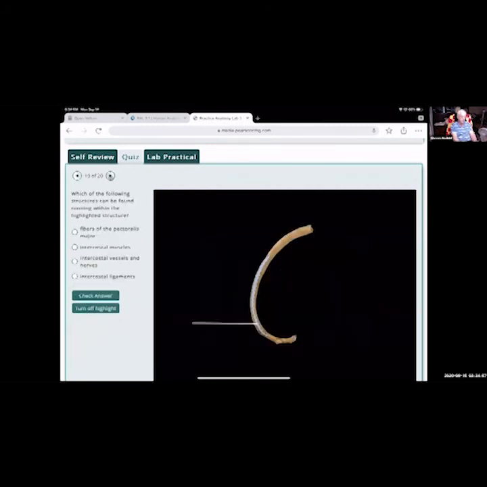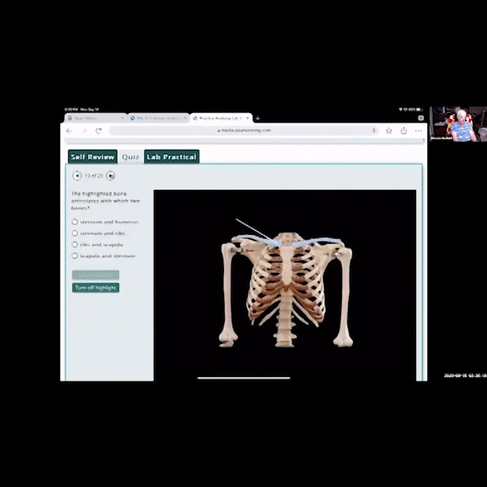Which of the following structures can be found running within the highlighted structure? Okay, what is the highlighted structure? The costal groove. What runs in a costal groove? Blood vessels and nerves. Perfect. Intercostal vessels and nerves. Okay, that one we should know. And the highlighted bone articulates, this one you should know too. This is not muscles. The highlighted bone articulates to which two bones? Sternum and scapula.